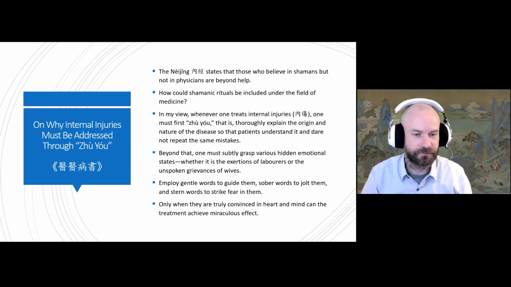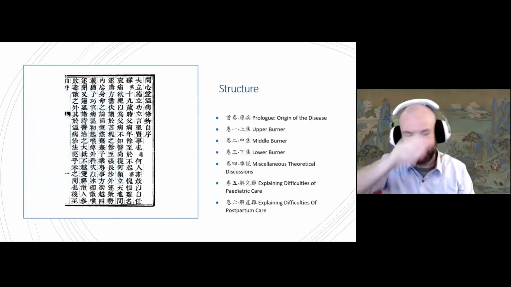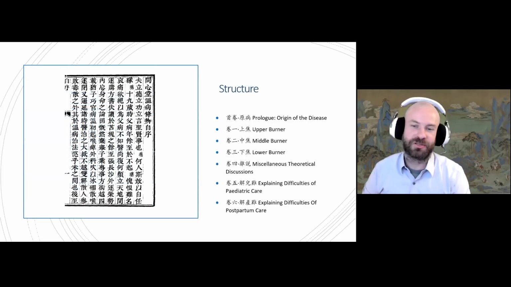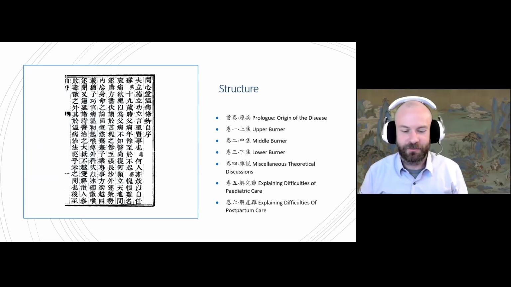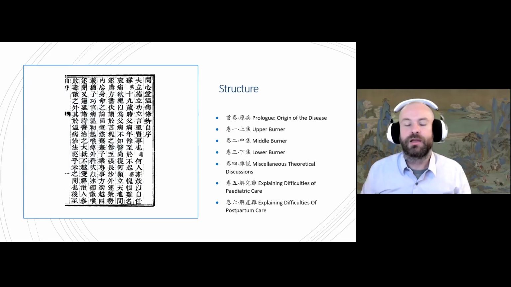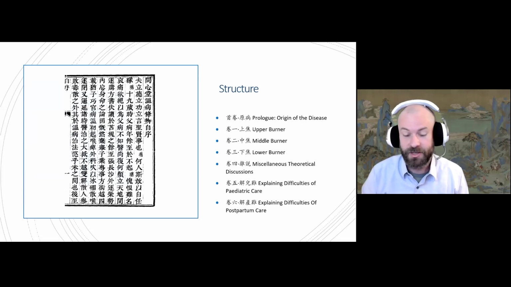All right. So we're going to talk a little bit about the structure of the text now, and then we'll get into the formulas as well. So one thing that I always like to do when I look at a text is to try and understand how it is structured. I've looked at hundreds and hundreds of Chinese medical texts.